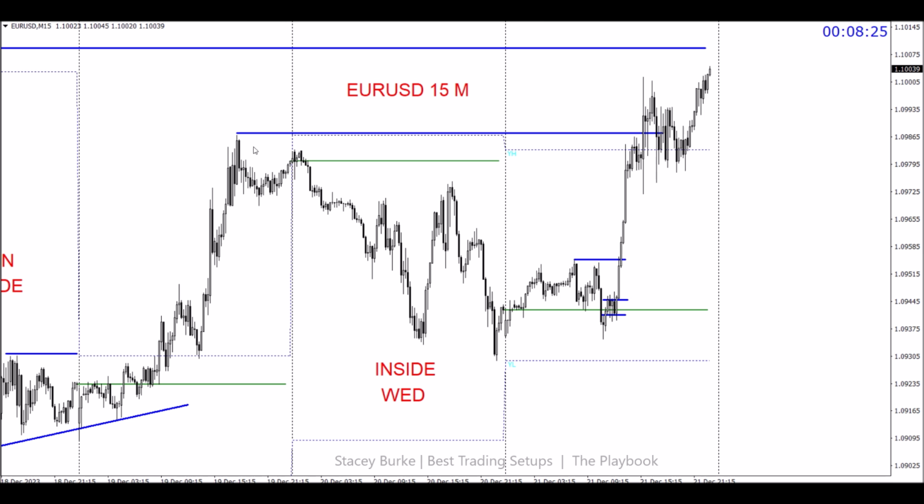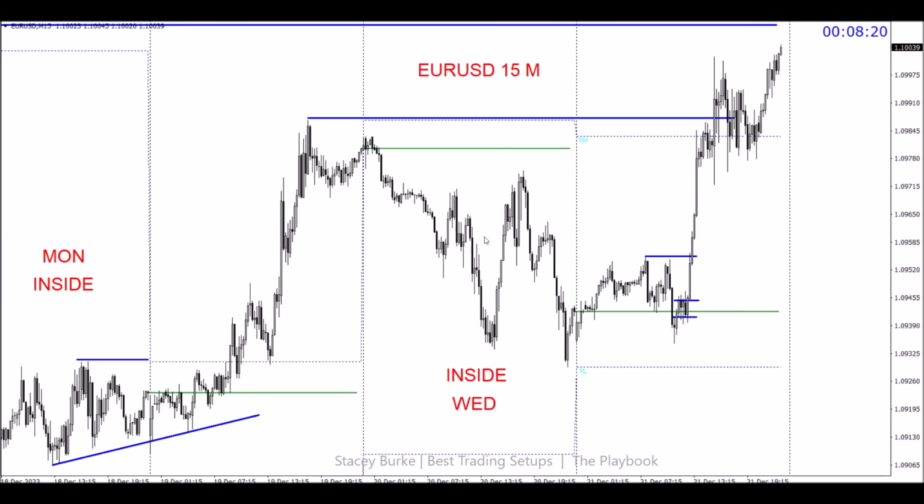Tuesday is the high of the week. That's our initial balance. Wednesday's an inside day. Thursday goes parabolic. That is a 3-day setup. This is the order flow. All the other gibberish and everything that's being told and mixed up, this is a very simple template.